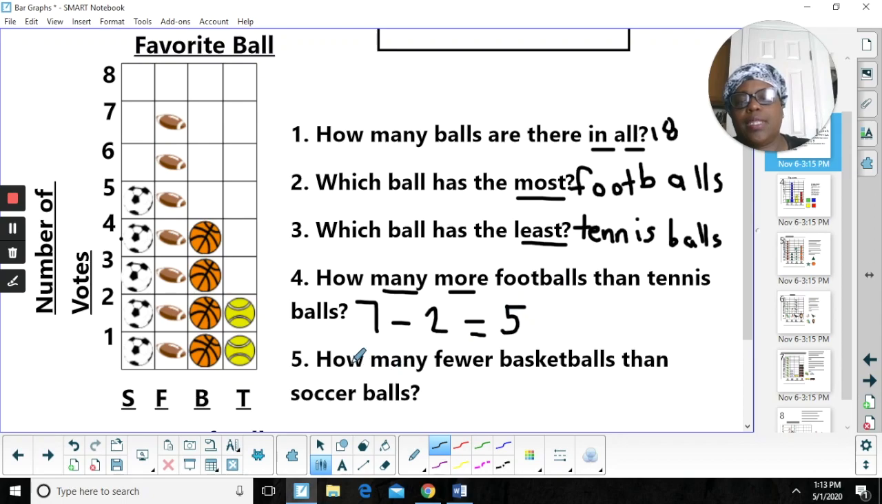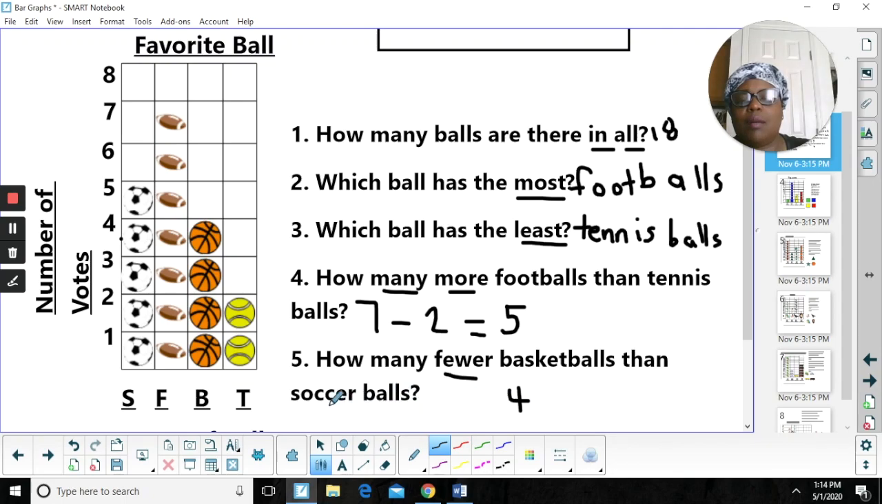5. It says, how many fewer basketballs than soccer balls? Here's a key word. Once again, we're looking for our keywords, and we're going to add or subtract. We're going to be doing some subtracting, right? So we have to look at our basketballs first. How many do we have? Up the graph and over, right? We have how many basketballs? 4.